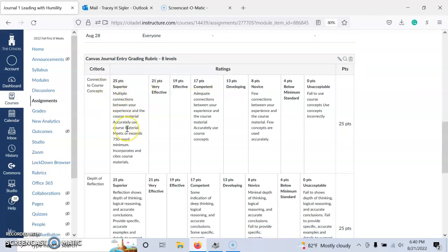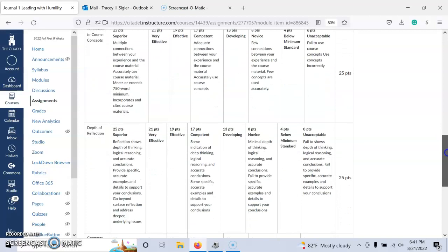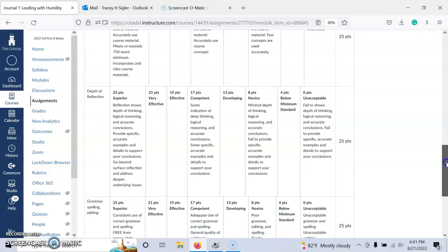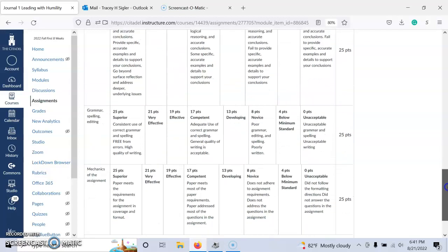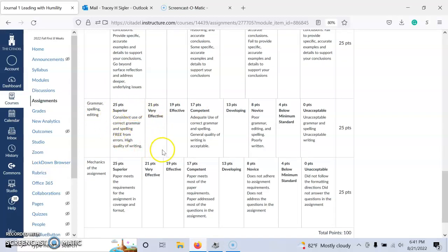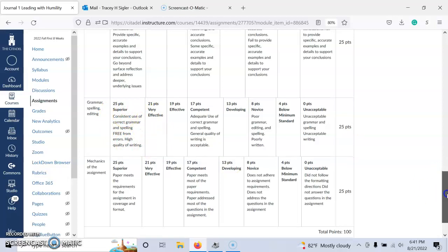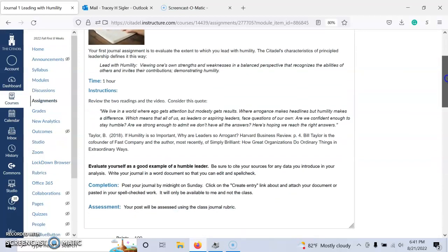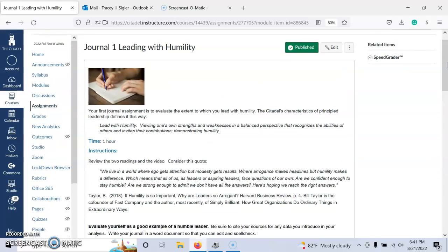So you should make some connections between your experience and the materials that I've given you. Meet or exceed 750 word minimum. So usually it's a good page you need to do to fully respond. Be sure you incorporate and cite the course materials, so you might react to or question or reflect on the readings and the materials. Make sure you're using good grammar, spelling, and editing, and that you meet the assignment requirements. So this doesn't have to be like a real personal, private journal, but this is you taking time to reflect on your own approach to leadership.